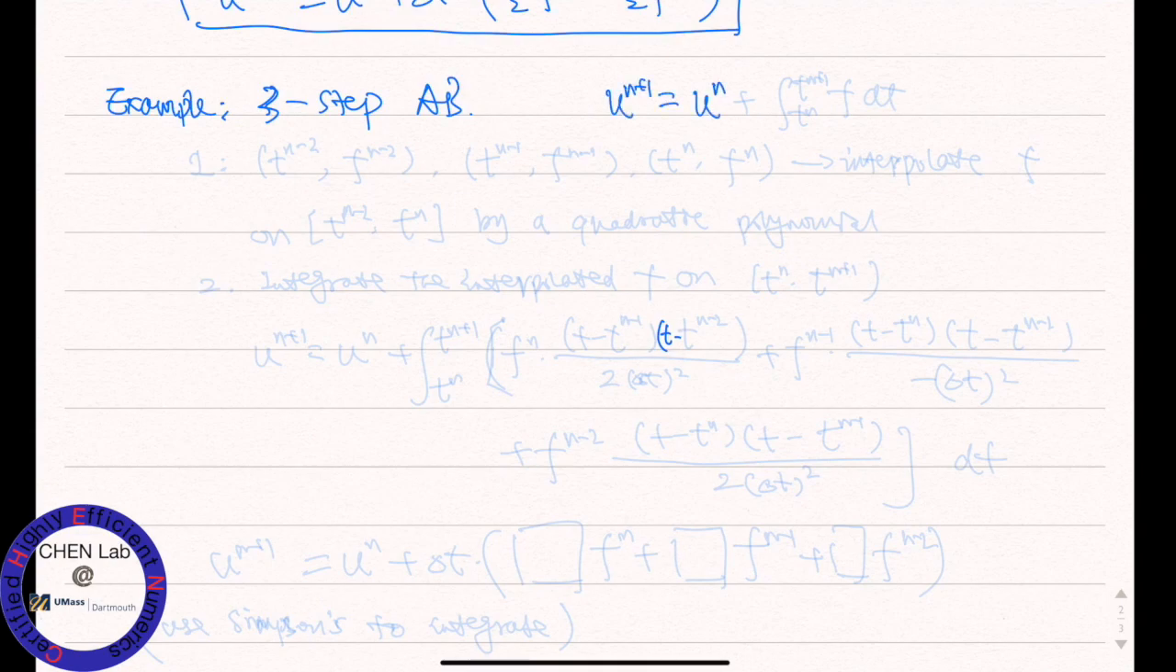So again, we start from this dF/dt, right? Again, the first step is you interpolate. So now on Tn minus 2, you get Fn minus 2, and then on Tn minus 1, you get Fn minus 1. On Tn, you get Fn. Okay, we take one more step backward.